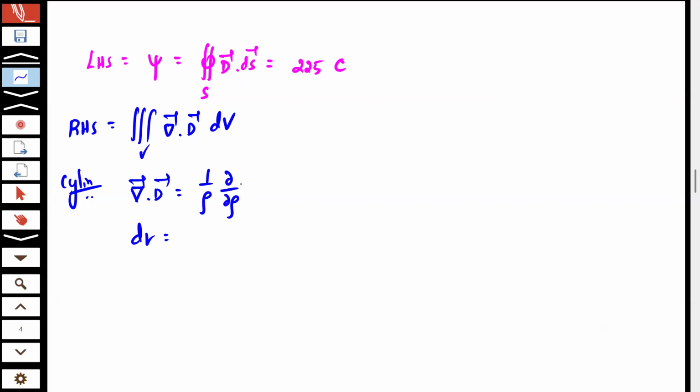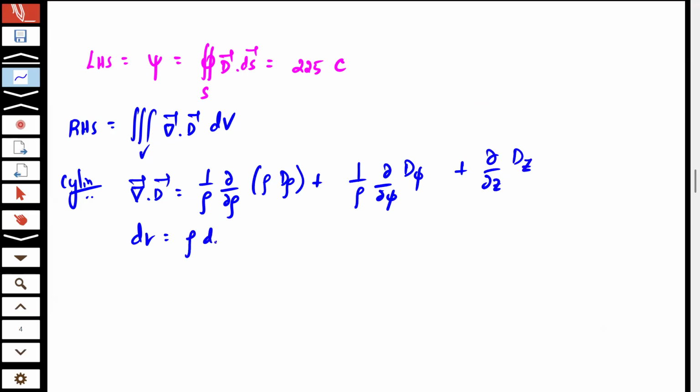So del dot D is 1 by rho ∂/∂rho of (rho Dρ), then 1 by rho ∂/∂phi of Dφ, then ∂/∂z of Dz. Then dv for the cylindrical system is rho dρ dφ dz. And as we have already done, we can take the limits for rho, phi and z corresponding to the volume specified, which is 0 to 2, 0 to pi, and here 0 to 5.